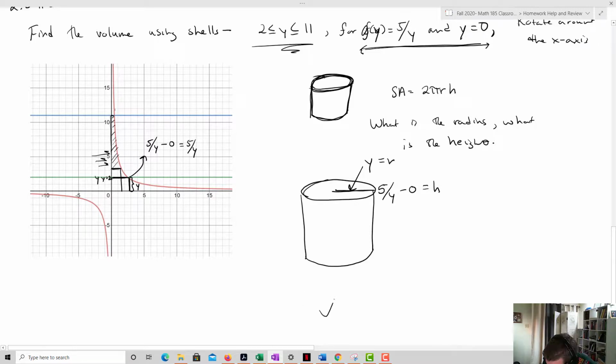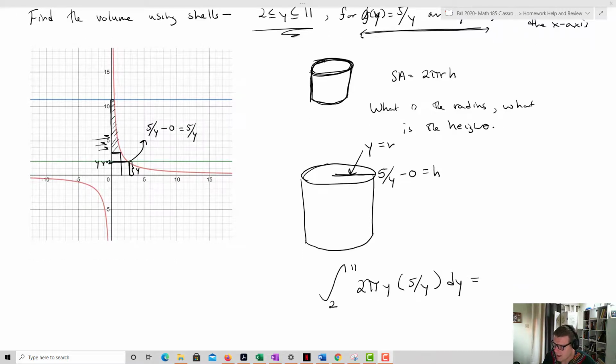So I plug that in now. I'm going to take an integral from 2 to 11, and that'll be 2 pi r, so 2 pi times y, times 5 over y, dy. And that is the volume of the cylinder using shells. Now we simplify, and we end up with the integral from 2 to 11 of 2 pi times 5 dy.